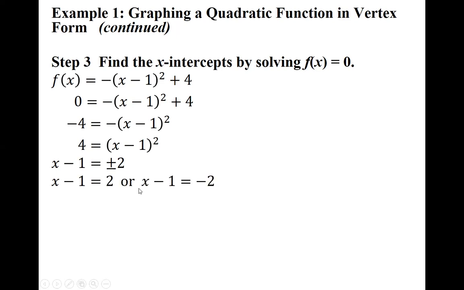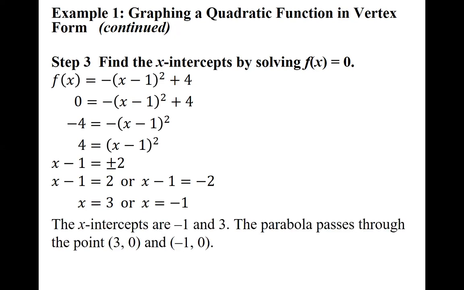That gives us two equations to solve. x minus 1 equals 2, or x minus 1 equals negative 2. Add 1 to both sides, we get x equals 3, or x equals negative 1. Therefore, the x-intercepts are negative 1 and 3. Two points the parabola passes through are (3, 0) and (negative 1, 0).